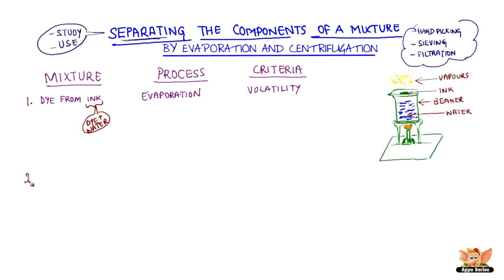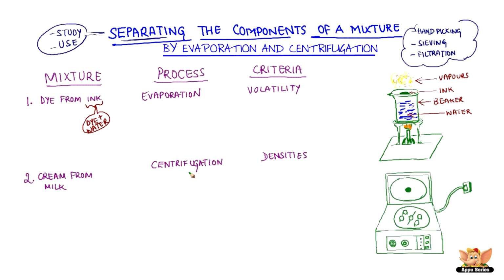Let's look at another separation technique. How do we separate cream from milk? We use the centrifugation method, which separates the mixture constituents based on the difference in their densities. A centrifuge is a machine used for centrifugation. When the centrifuge with milk is powered on, the denser particles of milk are forced to the bottom and the lighter particles stay at the top.